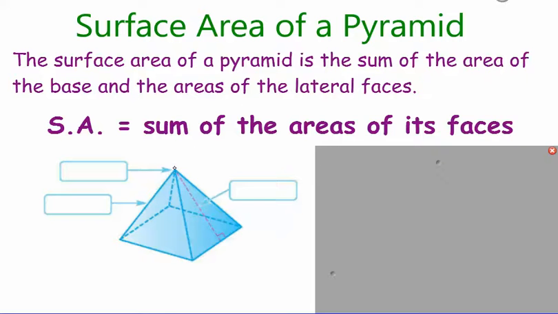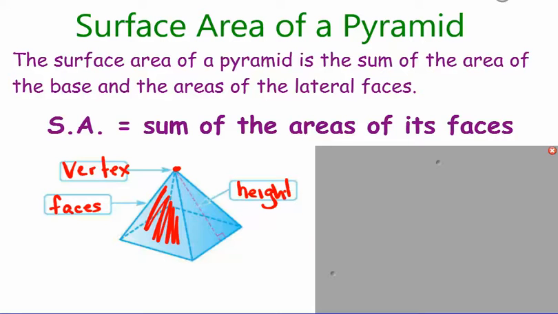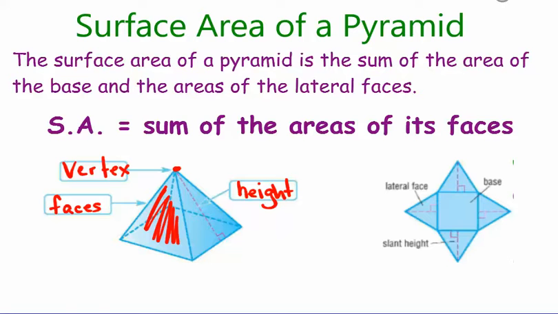So here's your pyramid. Remember, your pyramid always comes to a point, and that point is called a vertex. Okay, and then this whole place right here, that is one of the faces. And then this dotted line here, normally that's where they're going to give you the height, okay? And then if you were to have your net, then you're going to see the same thing. You're going to see the faces are there, and the height is going to be that dotted line. You're also going to see that that base down there at the bottom is a square.